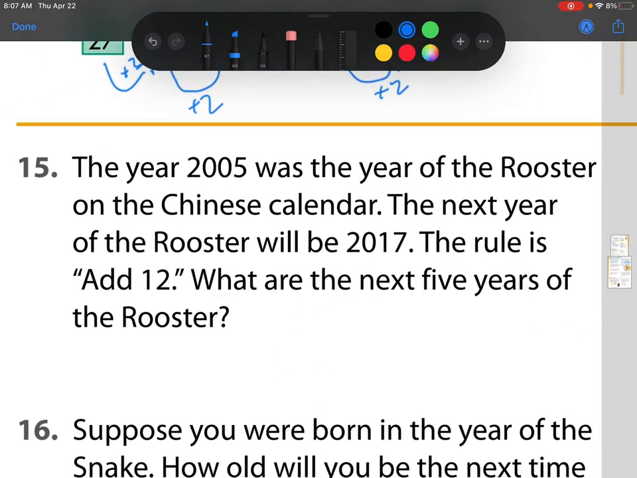The year 2005 was the year of the rooster on the Chinese calendar. The next year of the rooster will be 2017. The rule is add 12. What are the next 5 years of the rooster?